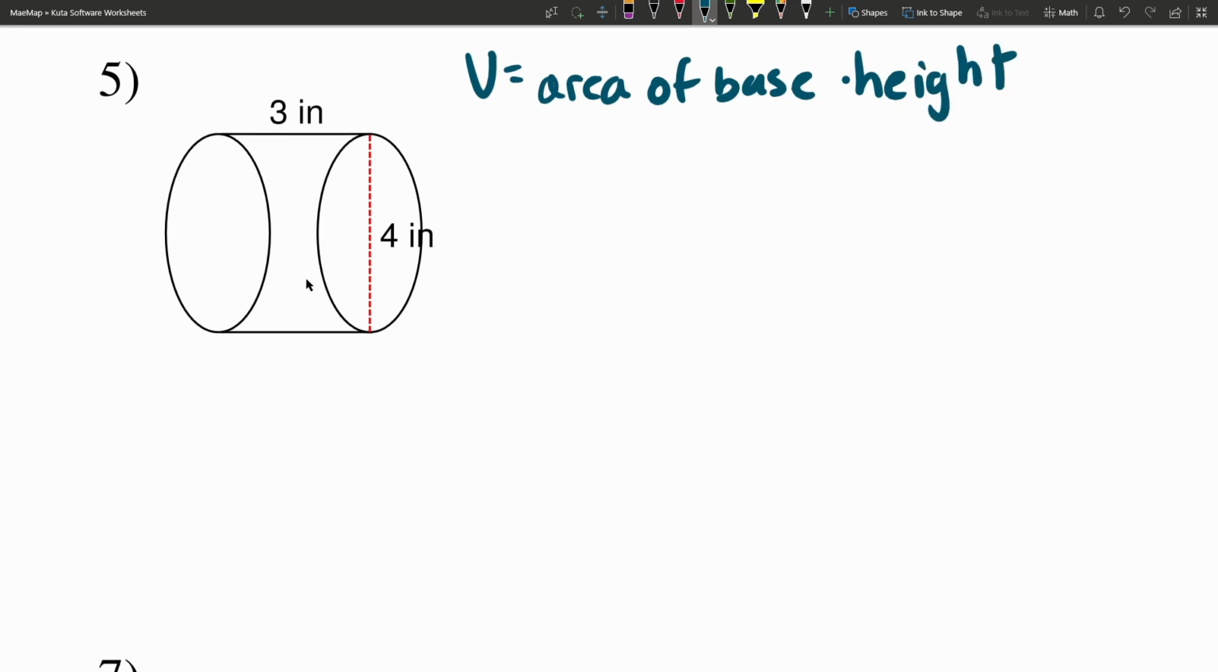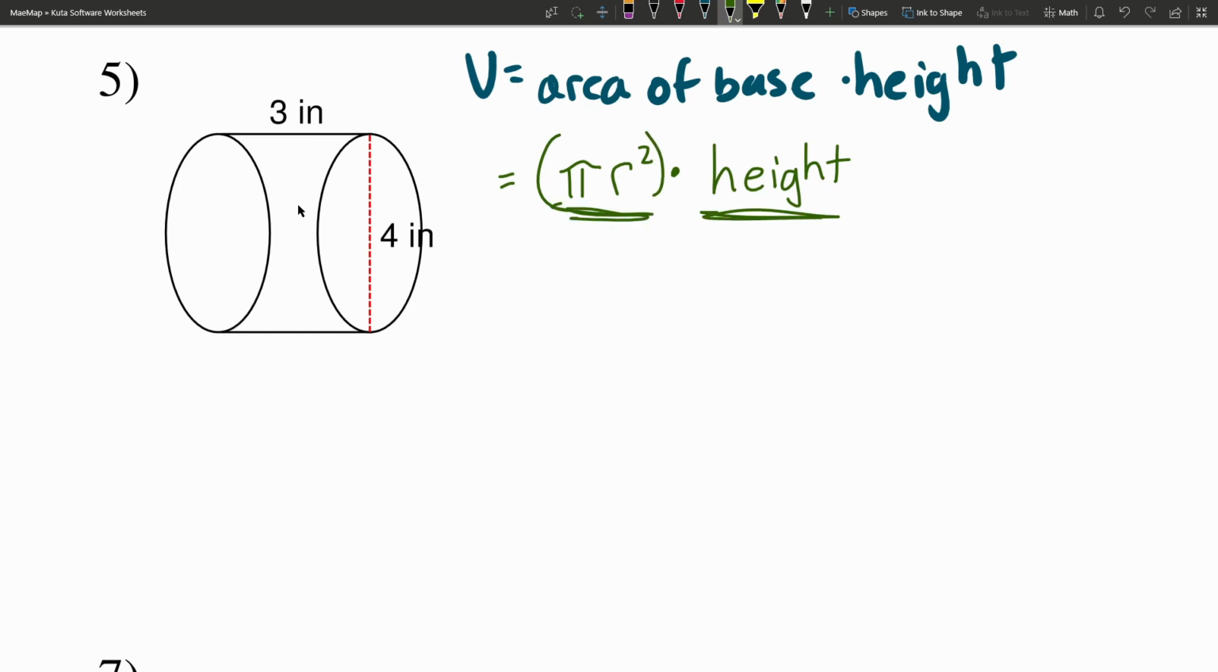It's just that the area of our base, we have to deal with the area of a circle. So let's write this out. The area of a circle we know is pi r squared, and that gets multiplied by our height. So area of the base times the height of our overall figure, which again, they're giving us not the radius r, but our diameter d. We know that r is equal to the diameter divided by 2, or half of that diameter.